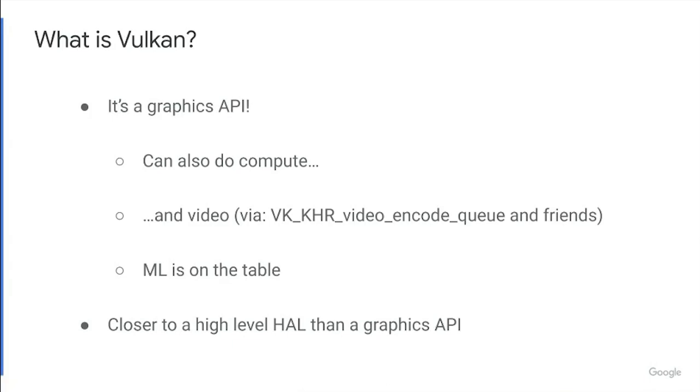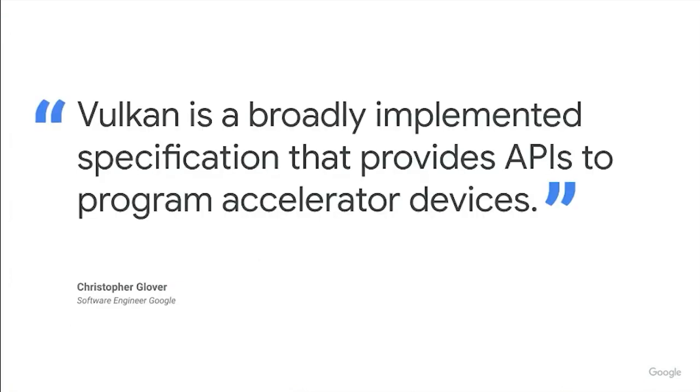Some of these things are controversial because people really anchor on it being a graphics API, but it's closer to a high-level way that can be used to program accelerator devices in a consistent way. So I would define Vulkan today, or this is how most people think of it anyway, as a broadly implemented specification that provides APIs to program accelerator devices. That includes graphics devices and all the other things that we've talked about.